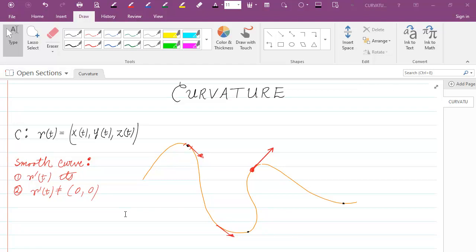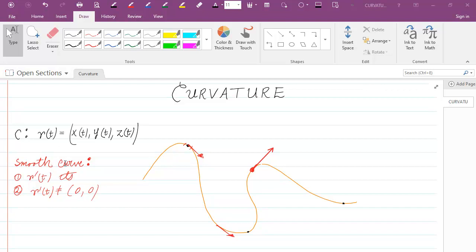We now start talking about curvature. Let's say C is a curve given by the vector function r of t, which is equal to x of t, comma, y of t, comma, z of t. So we are taking a curve in 3-space. However, our discussion equally applies to a curve in 2-space or any other space. We're going to assume that our curve is a smooth curve.